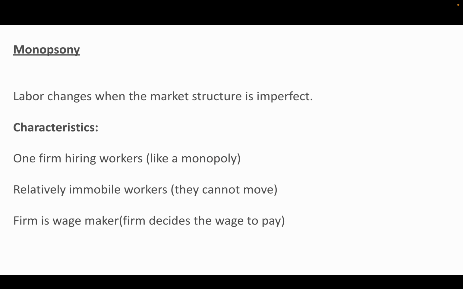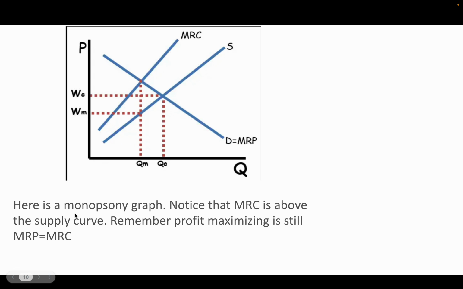We also have a monopsony. Not a monopoly, a monopsony. Very similar to monopoly though. It's typically one firm hiring workers, like a monopoly. The workers don't have a lot of negotiating power. They can't move. They have to stay where they're being operated. And the firm is the wage maker. The firm can decide how much people are being paid because there's not a lot of competition. They could have $100 an hour. They could have $10 an hour, right? Typically, they have the lowest possible wage, okay?